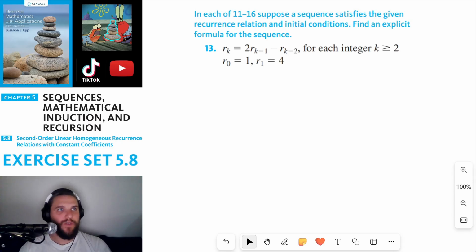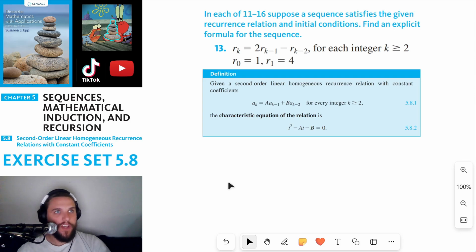In each of 11 through 16, suppose a sequence satisfies the given recurrence relation and initial conditions. Find an explicit formula for the sequence. r sub k equals 2 times r sub k minus 1 minus r sub k minus 2 for each integer k greater than or equal to 2, where r sub 0 equals 1 and r sub 1 equals 4.